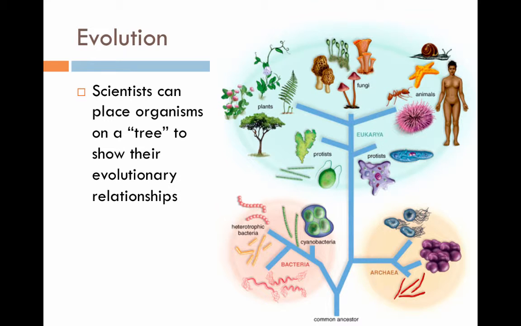Scientists can take all of these organisms and organize them onto an evolutionary tree. For example, in this picture at the bottom of the tree is the common ancestor of every single organism on Earth. Then bacteria evolve, then archaea evolve, and then eukaryotes evolve. First the protists, then the plants, then the fungus, then the animals. All the organisms on Earth fall into one of these categories. You can then arrange these categories based on which organisms evolved when.